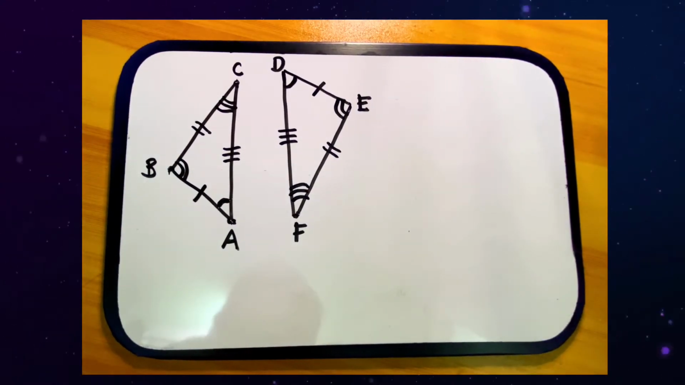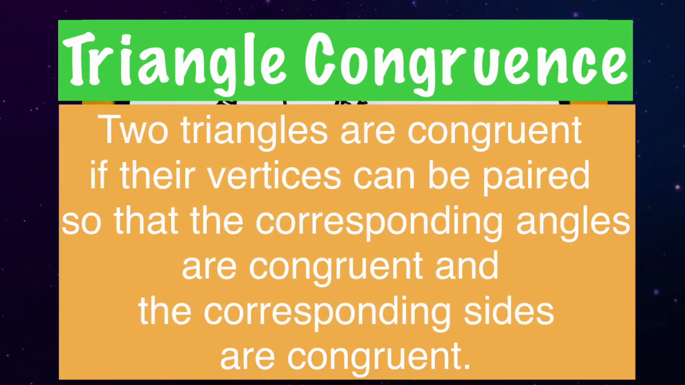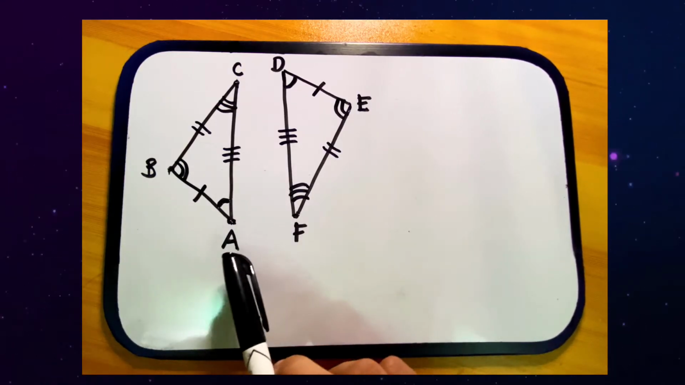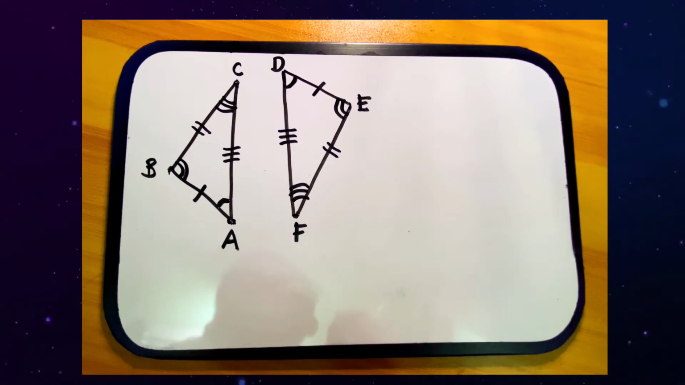Hello everyone. So today we will discuss triangle congruence. When can we say that two triangles are congruent? Two triangles are congruent if their vertices can be paired so that the corresponding angles are congruent and corresponding sides are congruent. I have drawn here two triangles with symbols and the names of the angles, okay?